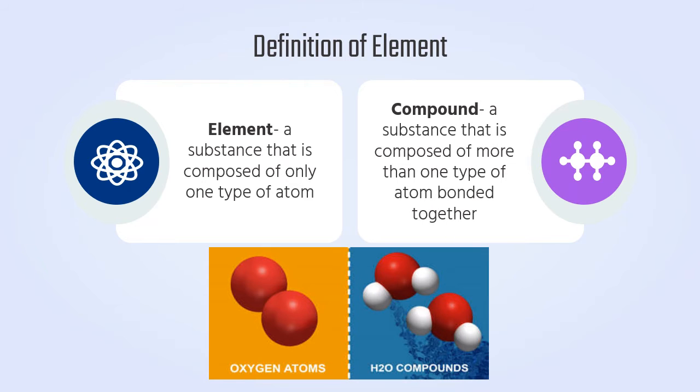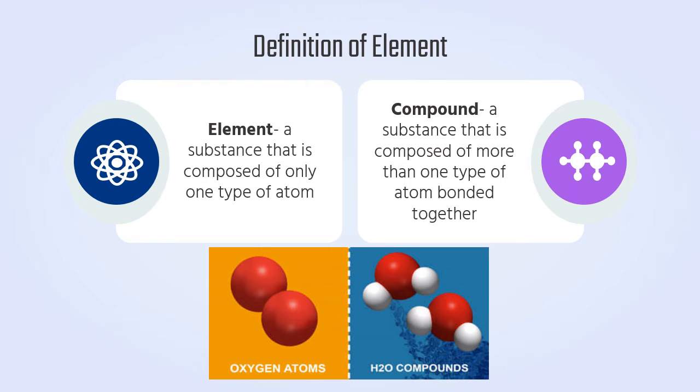Well, a compound is a substance that is composed of more than one type of atom bonded together. So, for example, in the blue picture, you see H2O compounds, which, by the way, that would be the chemical makeup of water. So you have hydrogen, two hydrogens, and one oxygen. So it's a compound because you have more than one type of atom and it's bonded together, meaning it's attached. So you have a compound, more than one type of atom that's attached together.